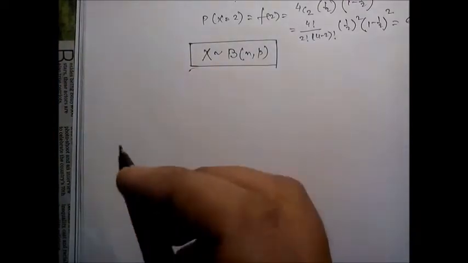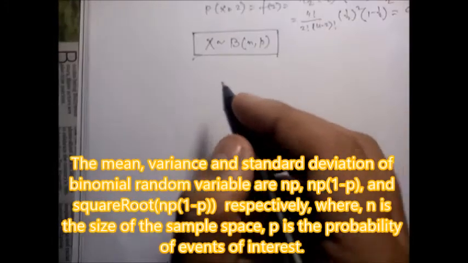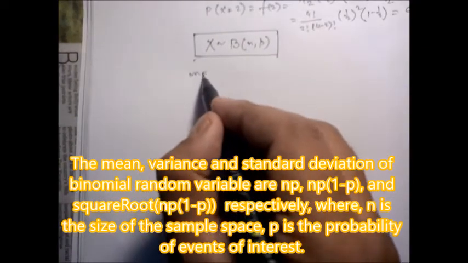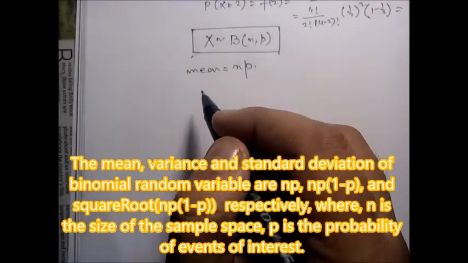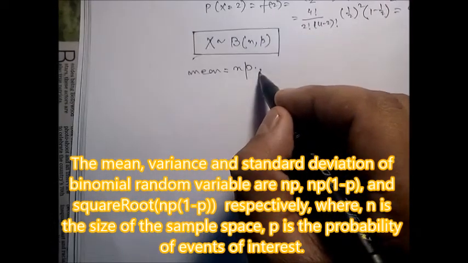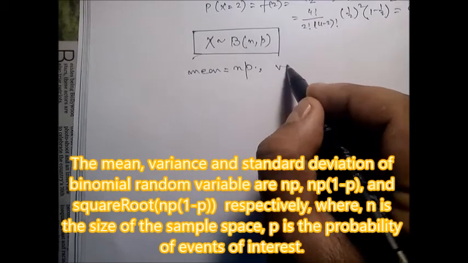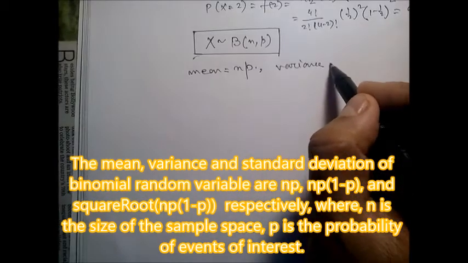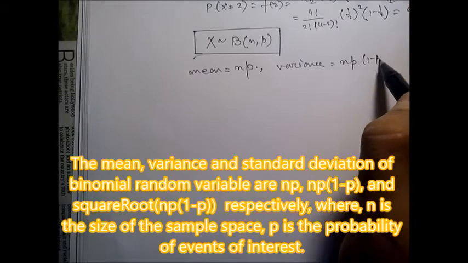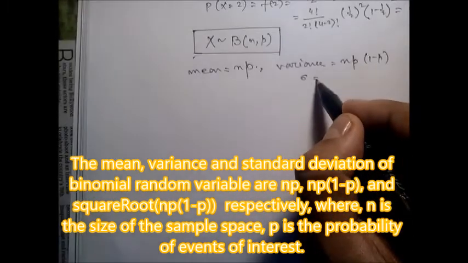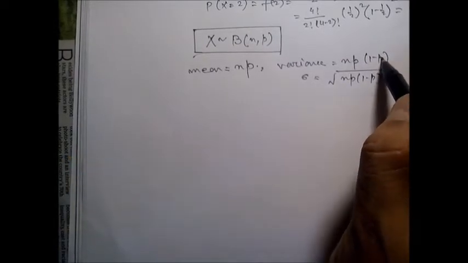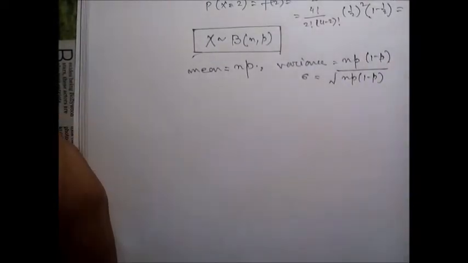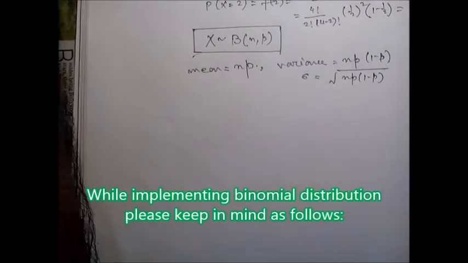The mean, variance and standard deviation of the binomial random variable are: the mean is np. Variance is np(1 minus p), and standard deviation is the square root of np(1 minus p), the square root of the variance, where n is the size of the sample and p is the probability of success, which is a constant.